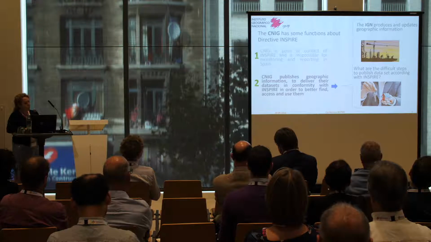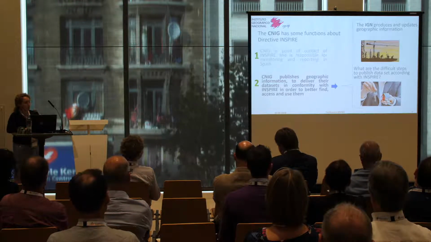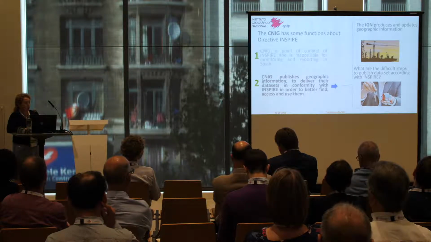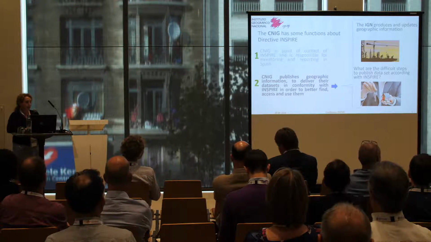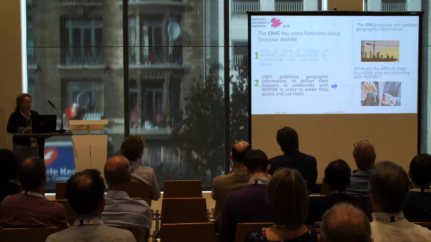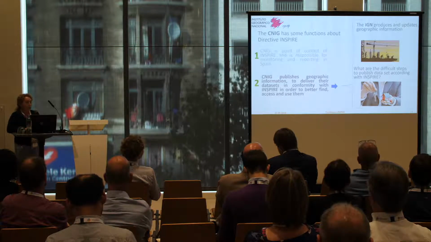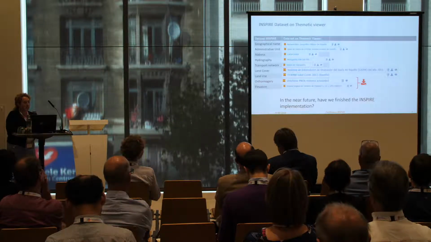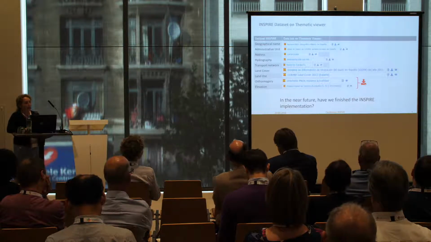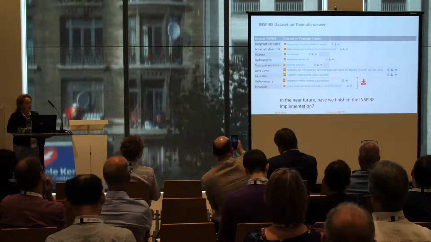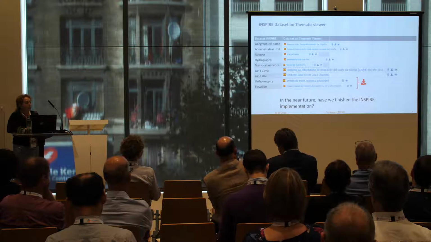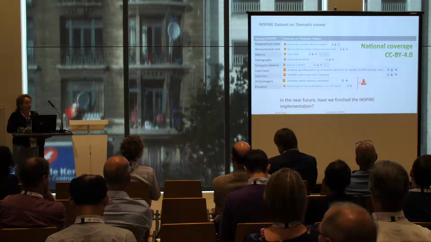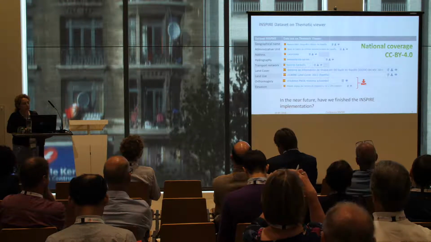The second function is publishing geographic information, to deliver the datasets in conformity with INSPIRE in order to better find, access, and use them. What are these datasets? The datasets are from the National Geographic Institute. We will tell you how difficult the steps to publish datasets according to INSPIRE are. We have 9 datasets: geographic names, administrative units, addresses, geography. These datasets are shown in the thematic viewer. All of them have national coverage and a Creative Commons license.